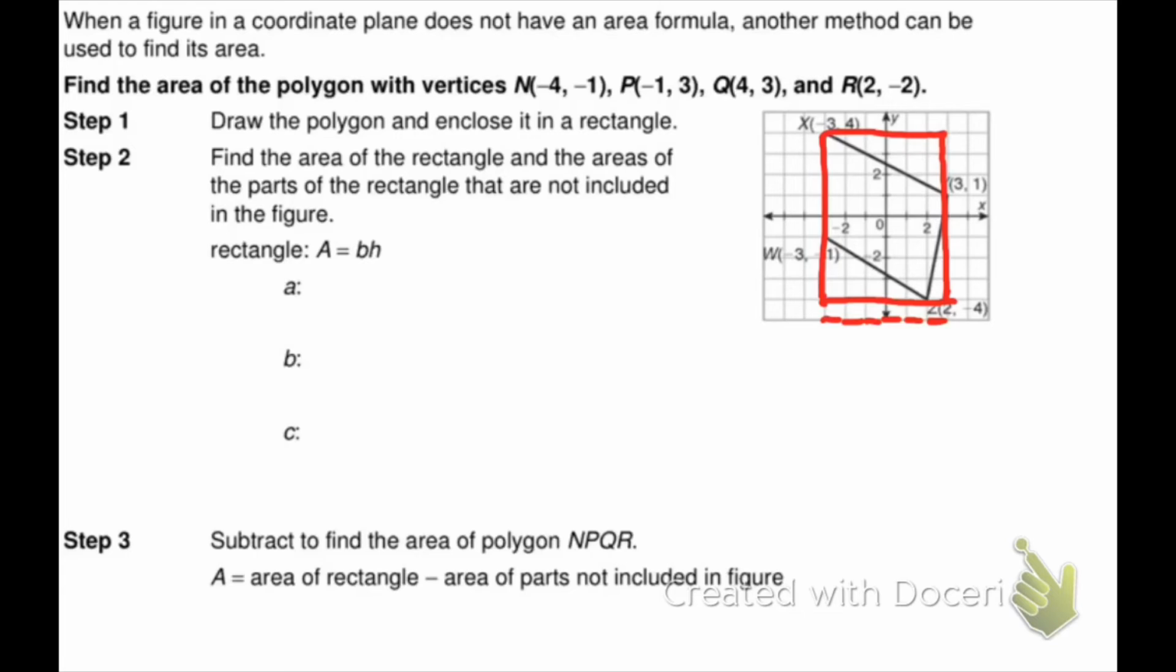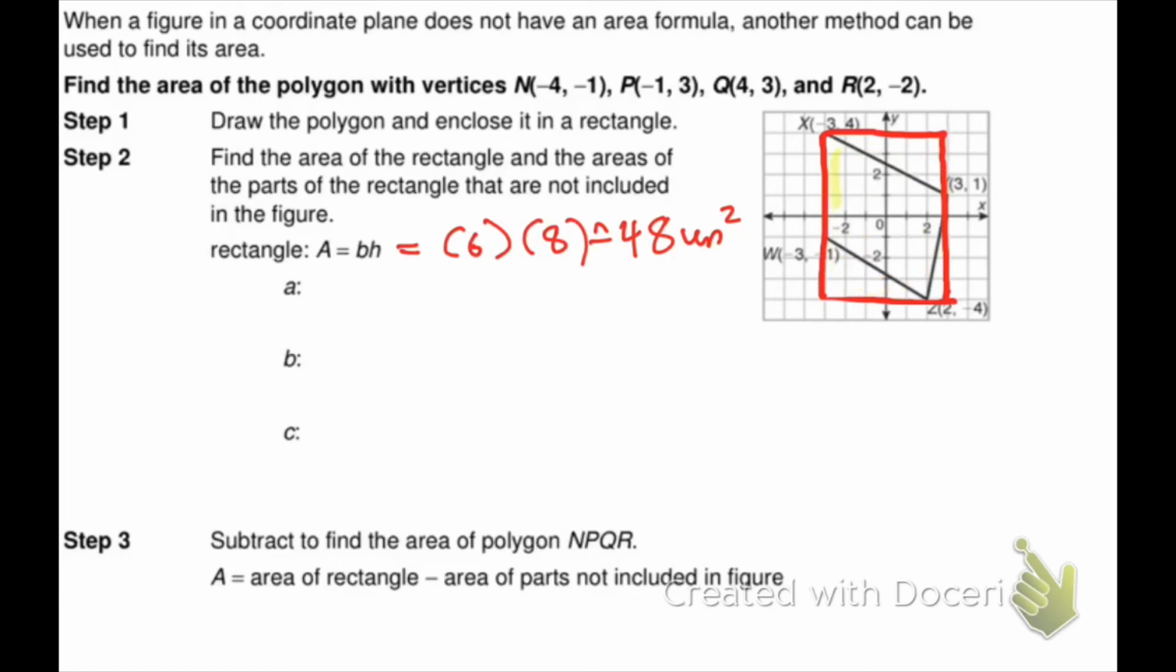Did I miscount that? Let me double check that. 1, 2, 3, 4, 5, 6. My bad. So the base is 6 units. The height is 1, 2, 3, 4, 5, 6, 7, 8. So the area of this big rectangle here is 48 units squared.